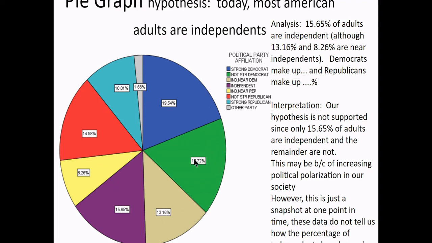Here they're fairly equal in distribution, so I'm not even sure I would actually use a pie graph to analyze and interpret political party affiliation. Really, I'd probably fall back on the frequency table. I feel like that might be a little bit more useful. But anyway, I would analyze and then interpret it in this way. Report the numbers, talk about how my hypothesis was not supported, and then maybe explain why, and then criticize the data here and what I've done.